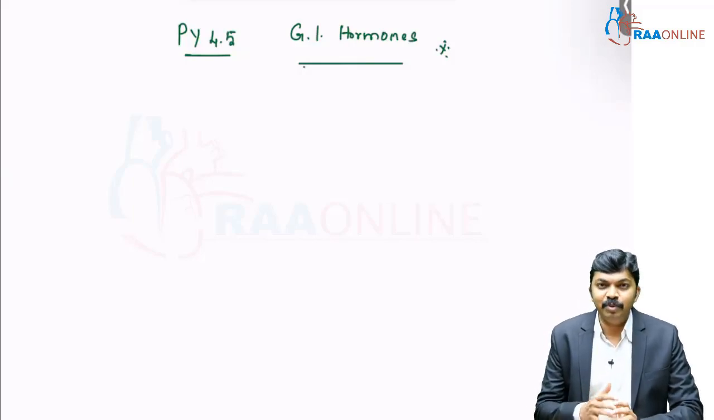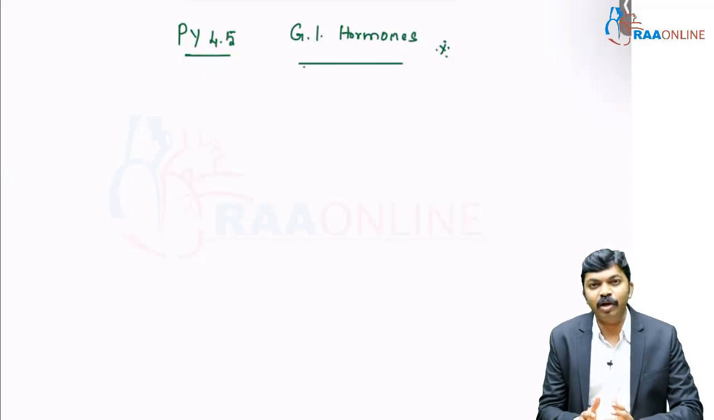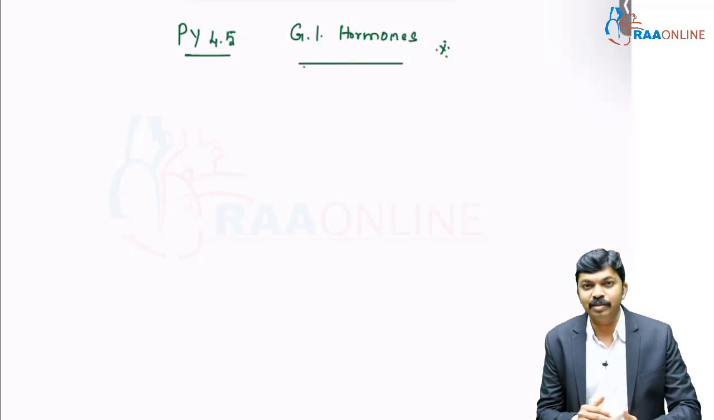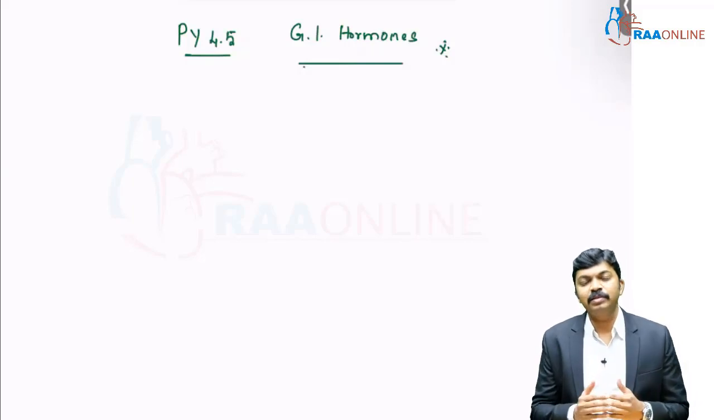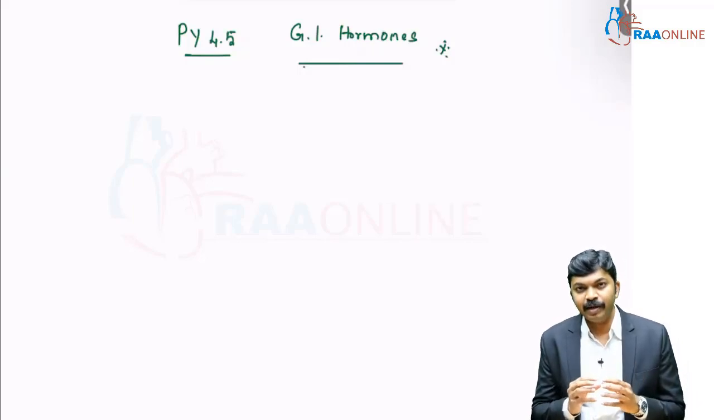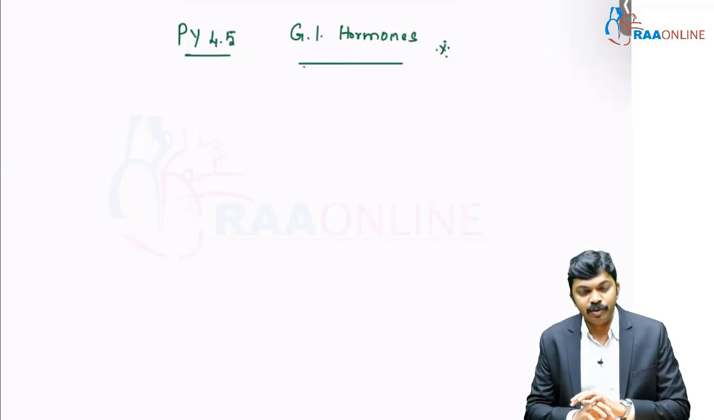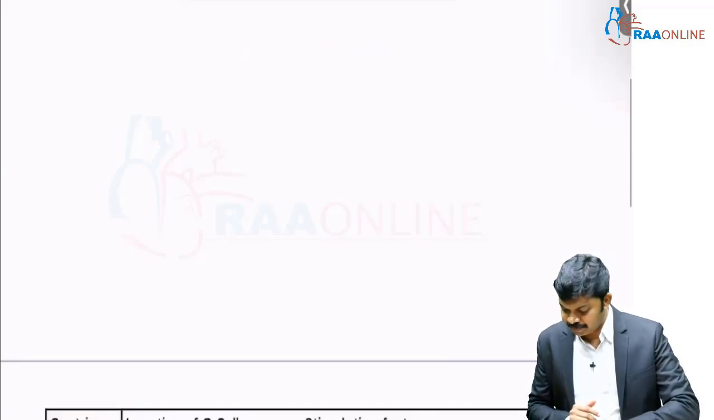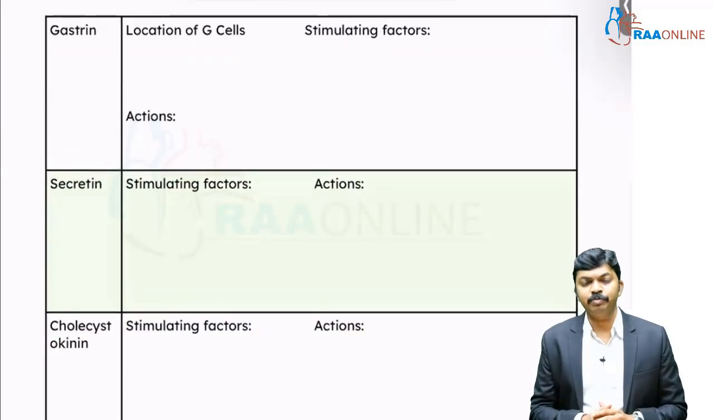I'm sure by this time you have a decent idea of what happens in GIT, how different macronutrients and micronutrients are getting digested, absorbed, how things move from one place to another place in GIT: peristalsis, segmentation, contraction, gastric emptying and everything. With that fundamentals, if you are able to correlate GI hormones, your understanding is going to be very holistic. Alright, so let's get straight to the hormones, people.